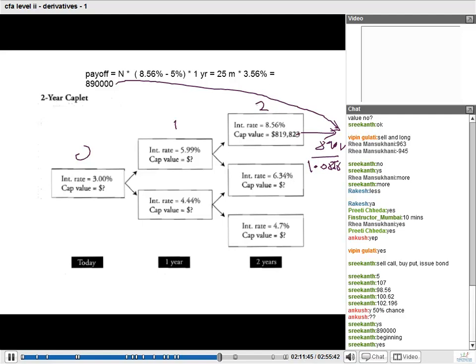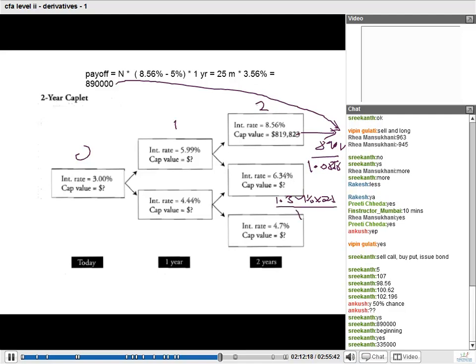Similarly, if the interest rates end up at 6.34%, will the cap be exercised? Yes. The call option will be exercised if the spot is higher than the strike. I will borrow at the rate of 5% and lend at the rate of 6.34%. I will have a total profit or interest savings of 1.34% times 25 million. However, this saving will accrue at the end of 1 year. So the present value of this will be discounted back by 6.34%.